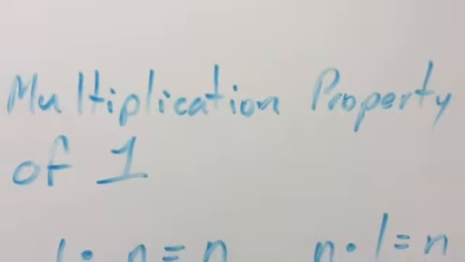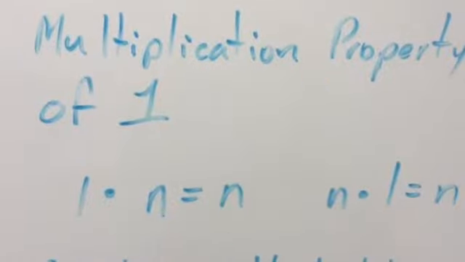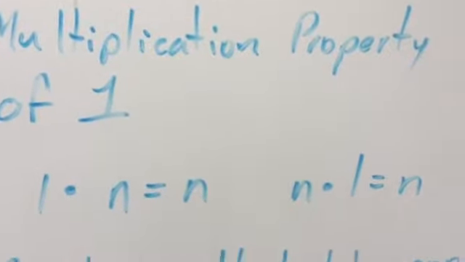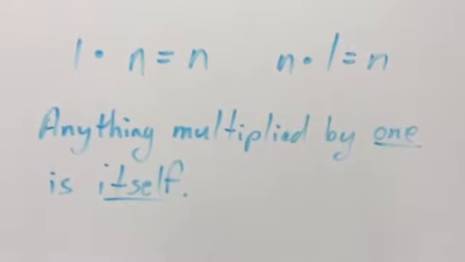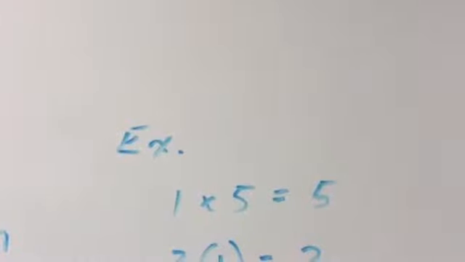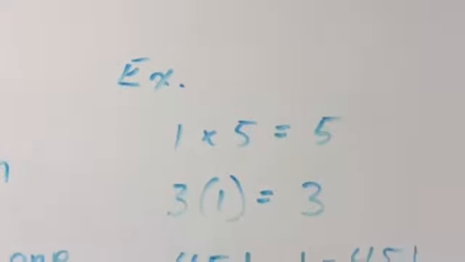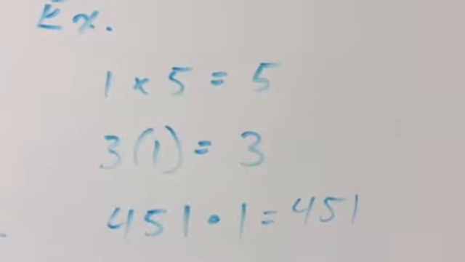The multiplication property of 1, or the identity property, is 1 times a number is that number, or a number times 1 is that number. So anything multiplied by 1 is that number or itself. Example: 1 times 5 is 5, 3 times 1 is 3, and 451 times 1 is 451.